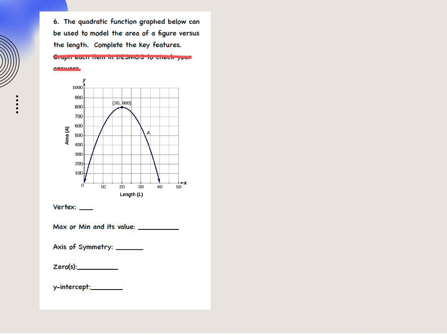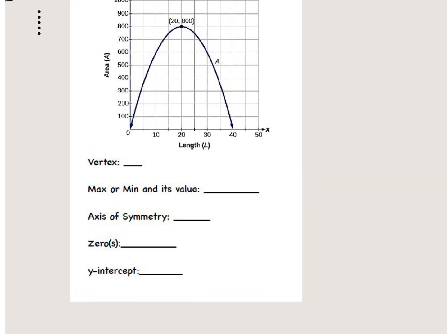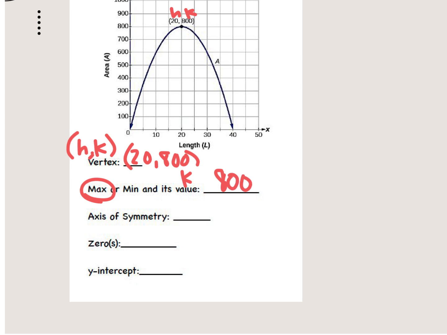Key features, vertex. If you remember, your vertex is going to be your highest or your lowest point. That is your HK. So it shows us right here, HK. So we're going to write it as a coordinate, 200, 800. It is a max vertex because it is at the top, and its value is always the K, or your Y value. So 800. Our axis of symmetry, X equals our H, and our H is 2. Remember, that's your line that cuts your graph in half, 20.